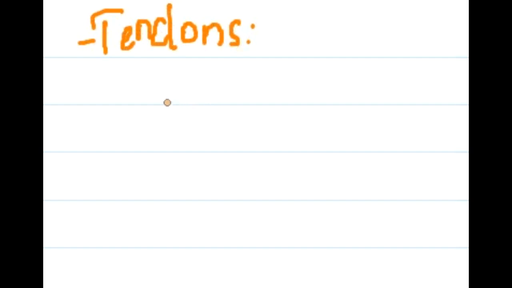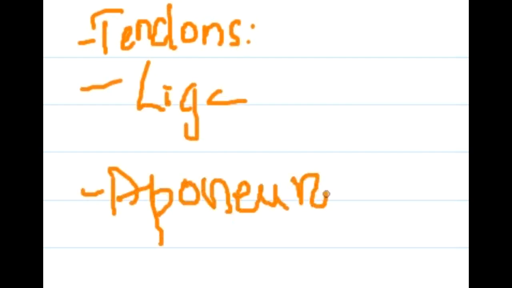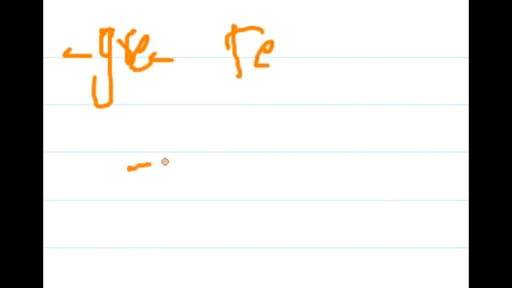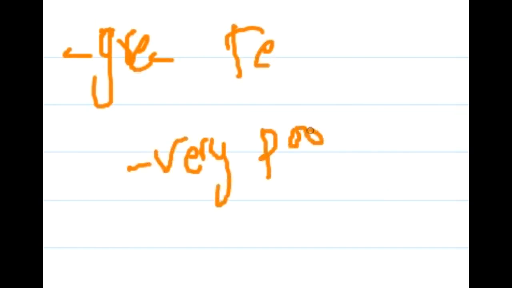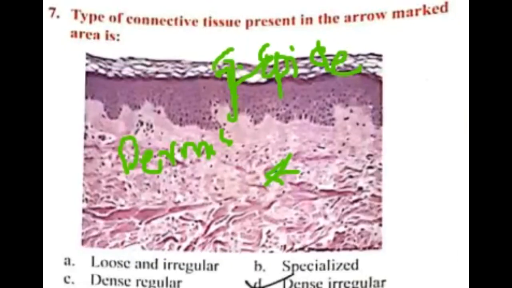So where is this dense regular connective tissue found? It is found in tendons, which connect the muscles to bone, in ligaments, and also in aponeurosis. These are the places where dense regular connective tissue is found. It provides great tensile strength and also very poor blood supply. So this is about dense regular connective tissue. But in the question which was asked, it is actually dense irregular connective tissue.